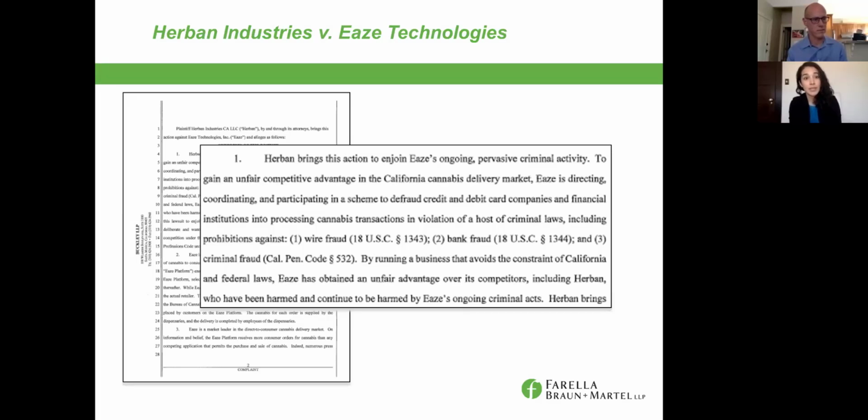Because cannabis is illegal under federal law, most credit card companies do not allow their credit cards, their payment processing systems, to be used to purchase cannabis. Urban alleged that Ease was essentially lying to credit card companies and perpetrating this scheme to allow credit card payments.